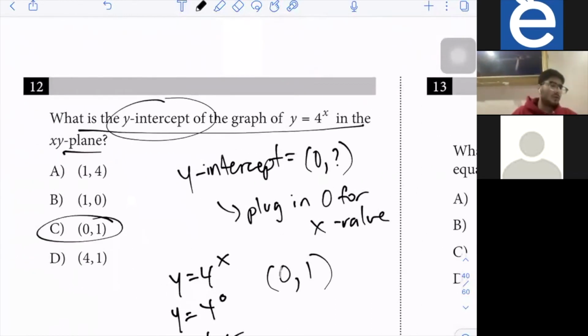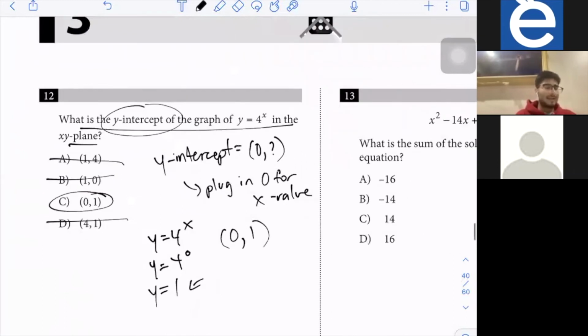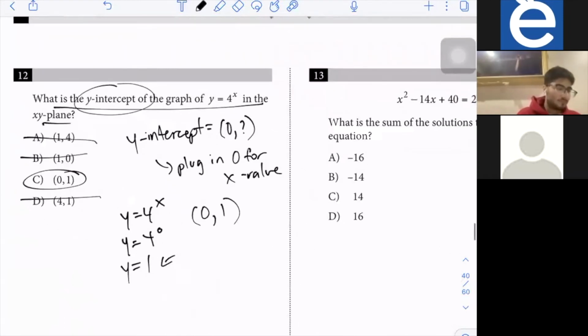And another way you could do it, which would take literally 5 seconds, is to identify that the y-intercept is 0, comma, whatever value. So the only choice that fits that format is C. B is not in the y-intercept form, A is not, and D is not, because the y-intercept always has 0 as the x value, and A, B, and D did not have that. So you could have just picked that. But I went the longer way to show you and explain why it's choice C.